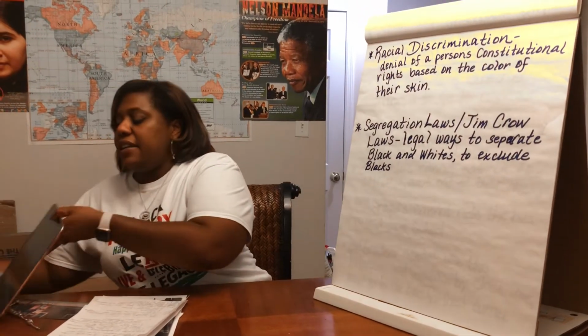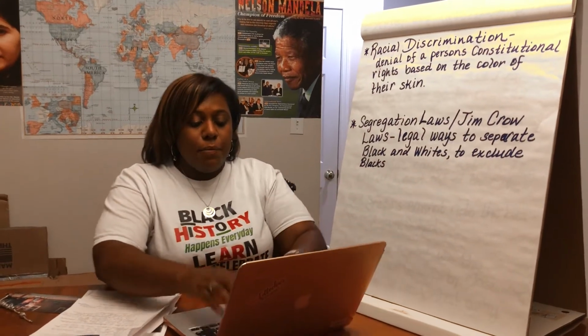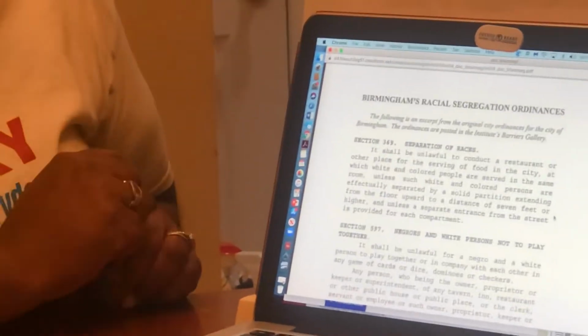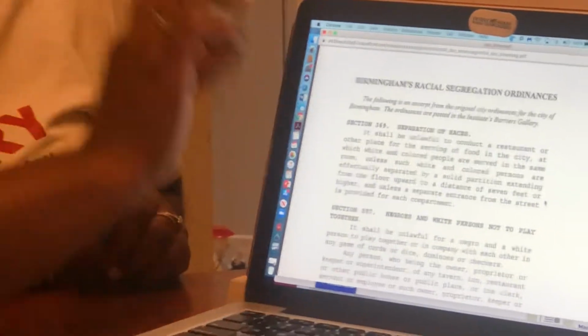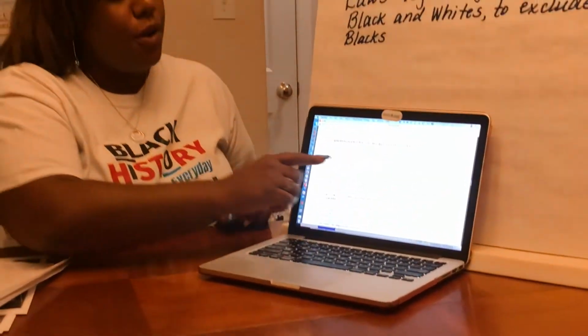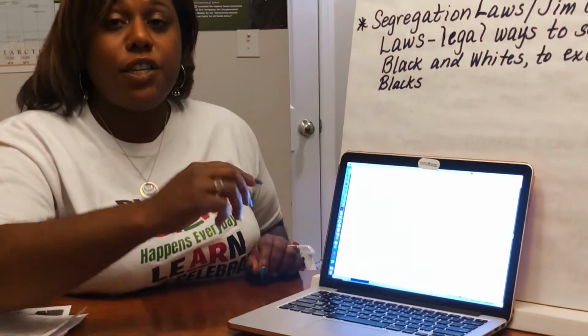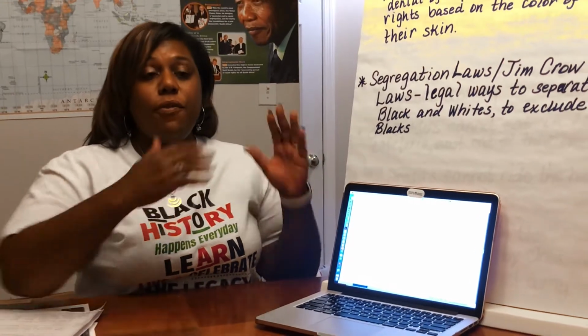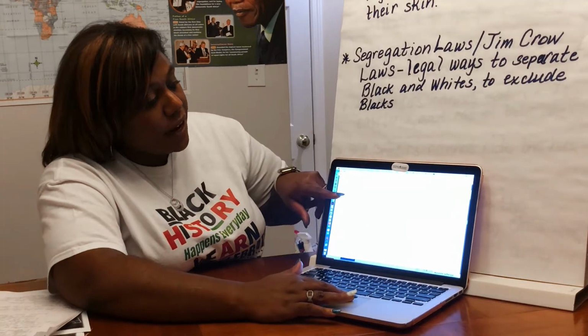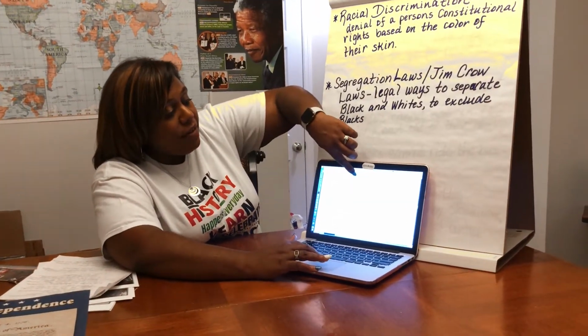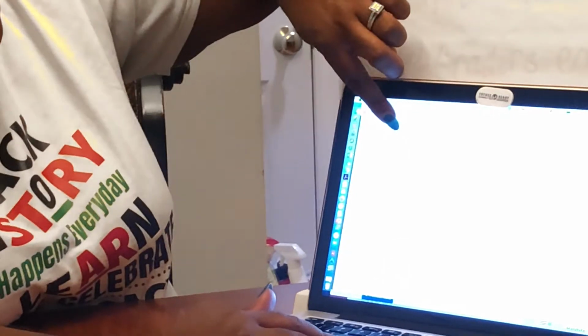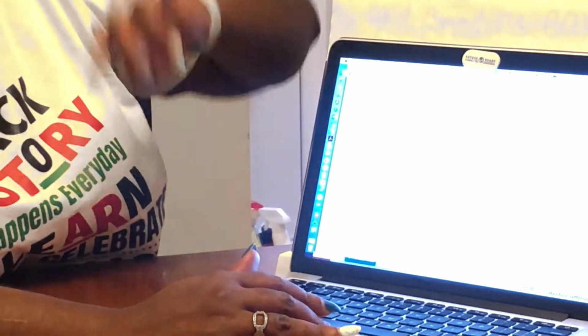Let's take a look at a primary source. Okay, so this is from Birmingham, Alabama, and it is a primary source because this is an actual copy of Birmingham's racial segregation ordinance. Ordinance is another name for like laws or rules, right? And so they have lots of different sections here, but you see that they have separation of races, and it tells you in this particular paragraph what they mean by that.